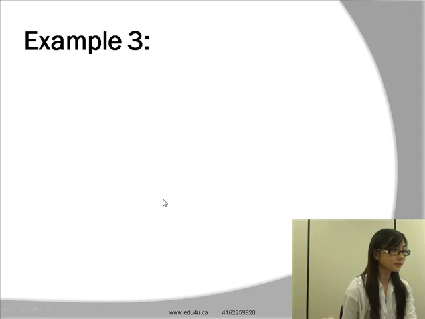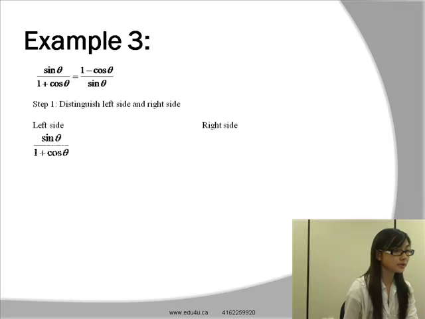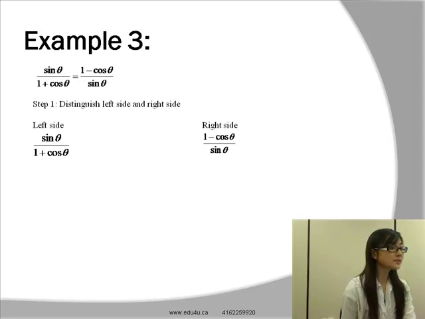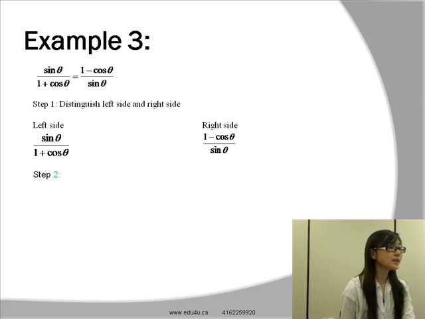Now let's take a look at example 3 from your learning resources. We have sine over (1 plus cosine) equals (1 minus cosine) over sine. Seems a little complicated at first because both sides of the equation have equal complexity. So step 1, we start out by identifying what's on the left side and what's on the right side. Left side we have sine over (1 plus cosine). On the right side we have (1 minus cosine) over sine. It really doesn't matter that much which side we start out on, so we'll just start with the left side first.